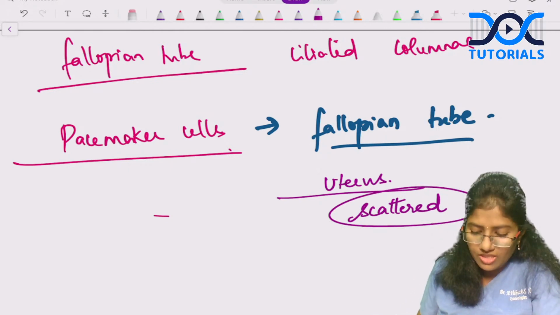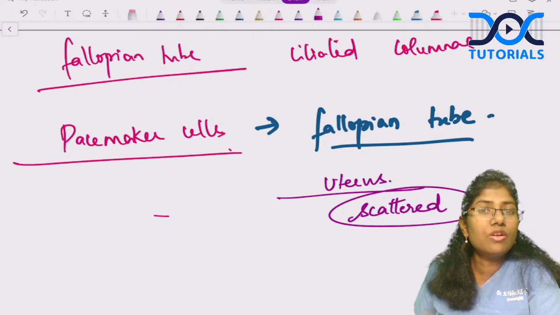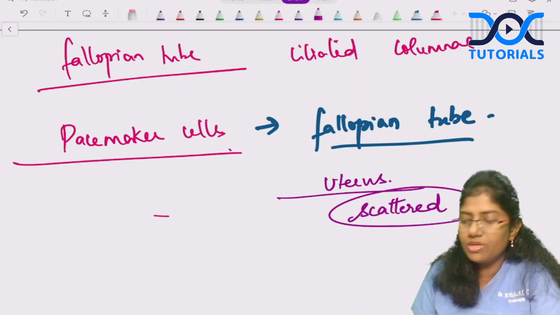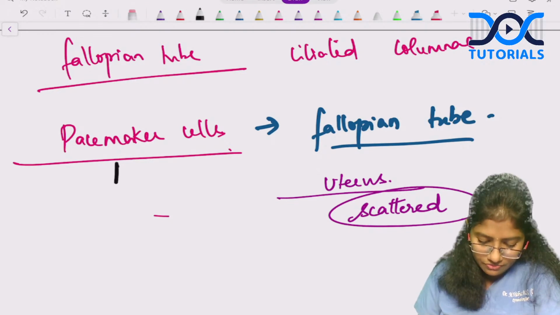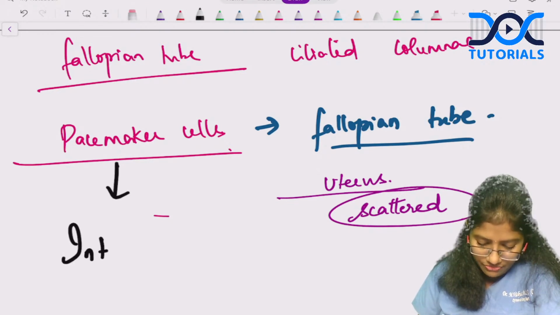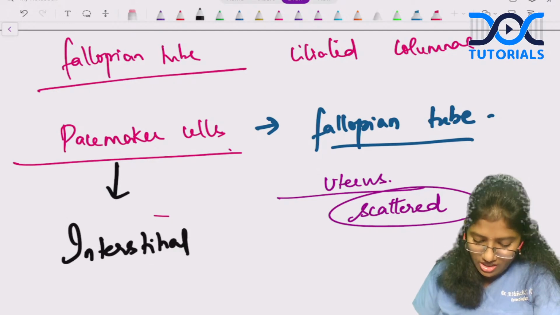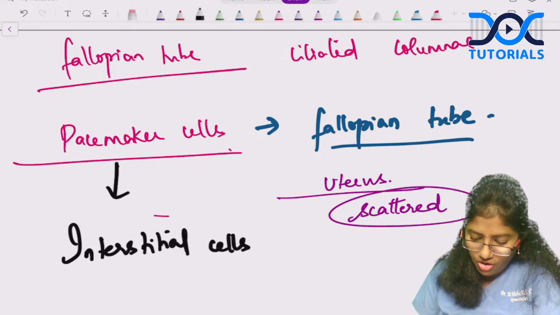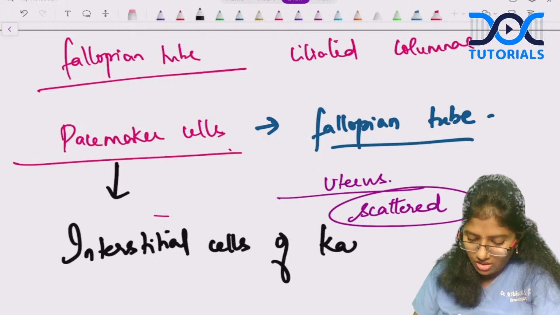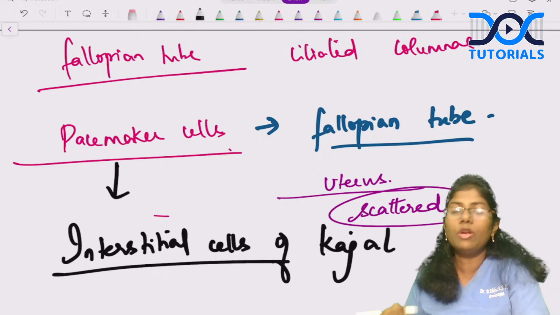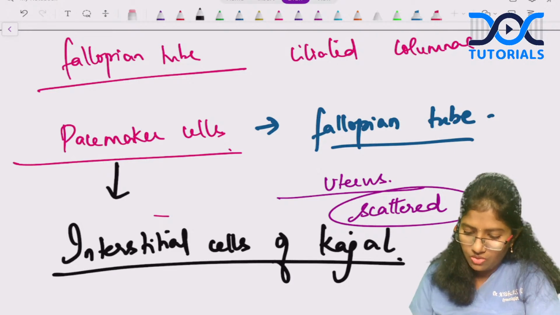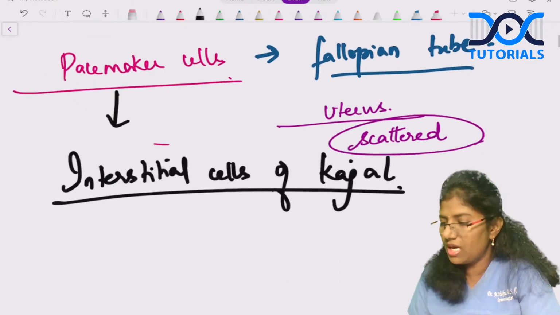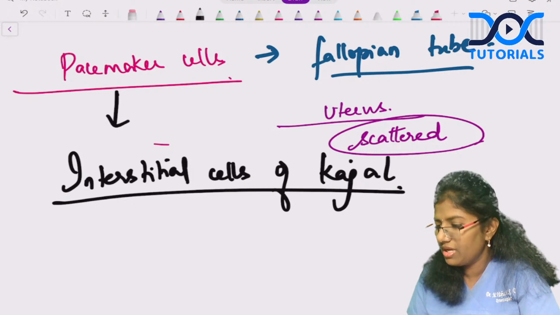Now, the most important MCQ is what are these pacemaker cells called? You have another name for these pacemaker cells. These pacemaker cells are called interstitial cells of Cajal. The pacemaker cells in the fallopian tube are called interstitial cells of Cajal.